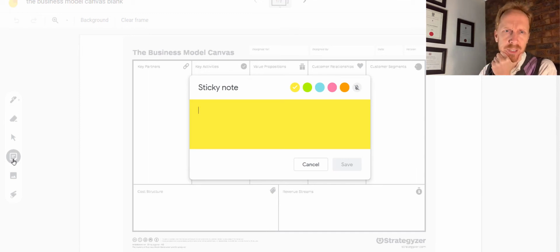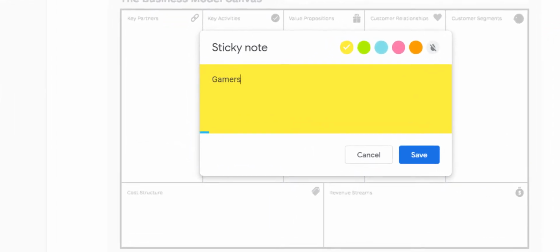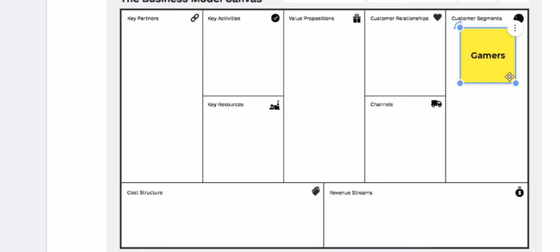And the beauty of this is you might do one and you realize it doesn't belong there. You can take it off, you can move it around, etc. So let's start with the customer segment. And we're looking at building custom gaming computers. So the customer segment would be gamers. Let's do that. So we'll be looking at focusing on gamers.